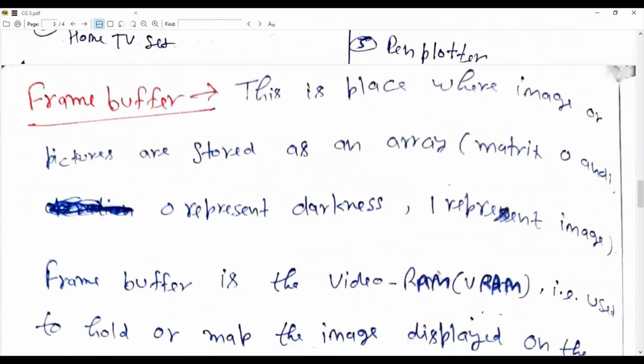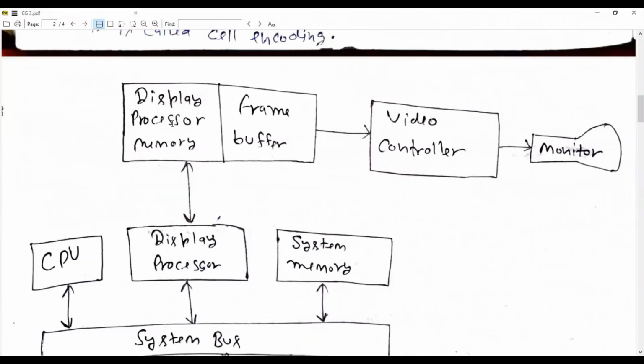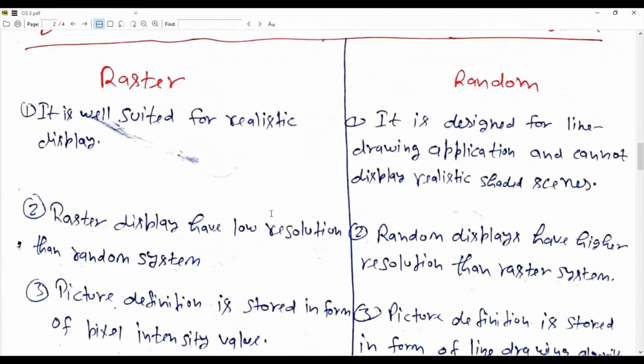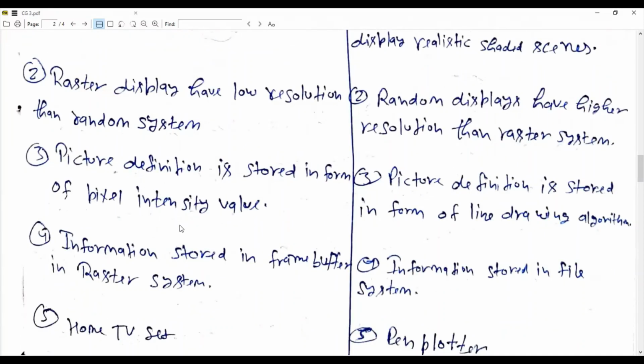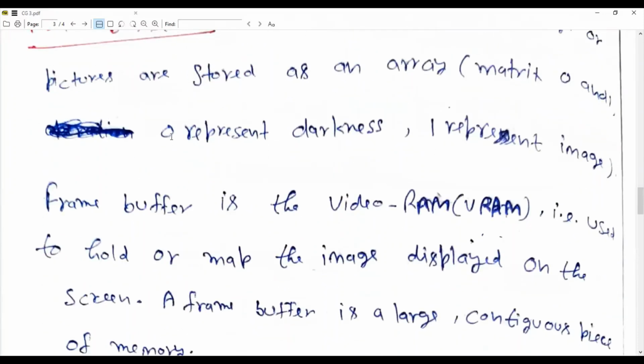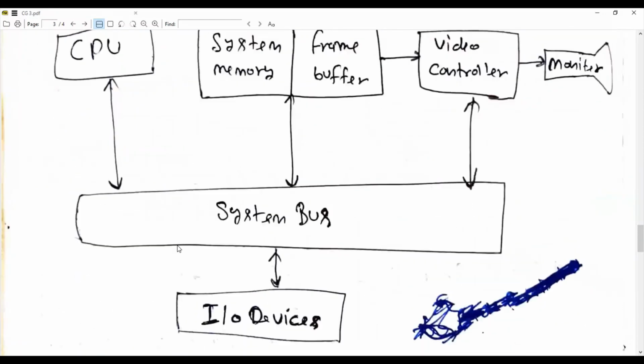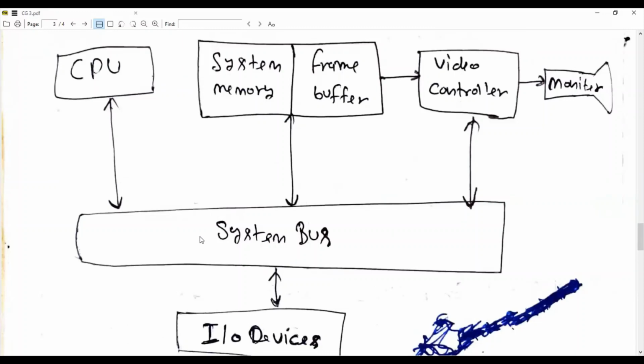Now we have learned about the frame buffer. What is this frame buffer? As we have seen in the block diagram, the frame buffer stores the pixel intensity values for raster systems. This is the place where an image or picture is stored as an array, a matrix of 0s and 1s. 0 represents darkness and 1 represents the image. The frame buffer is the video RAM, VRAM, that is used to hold or map the image displayed on the screen. A frame buffer is a large contiguous piece of memory. Again, its block diagram: input devices, system bus, CPU, system memory, frame buffer, video controller, and monitor.